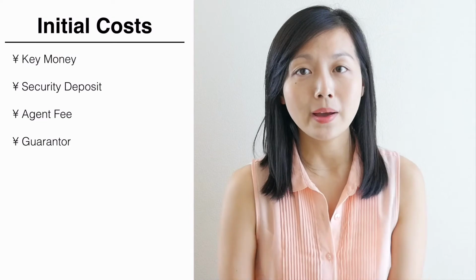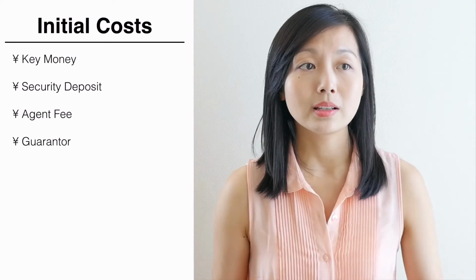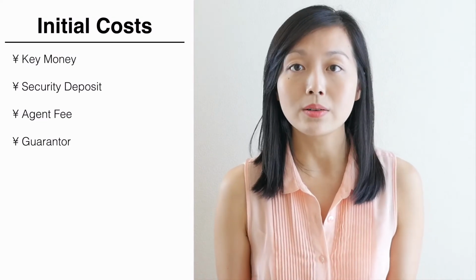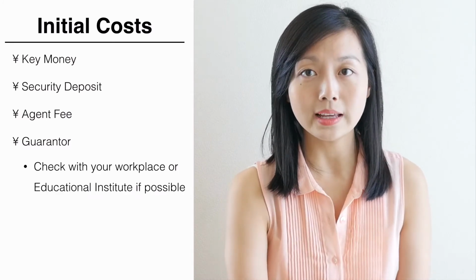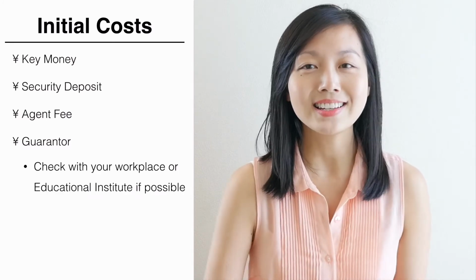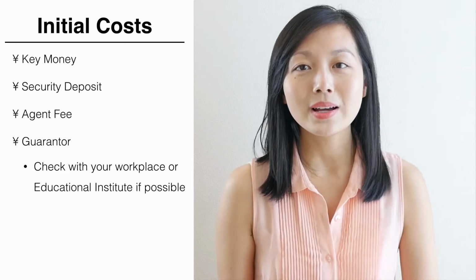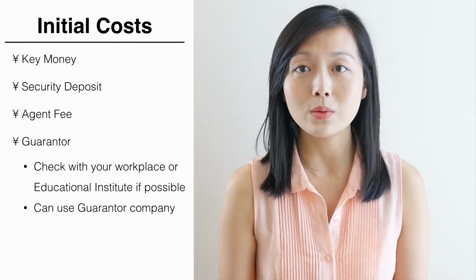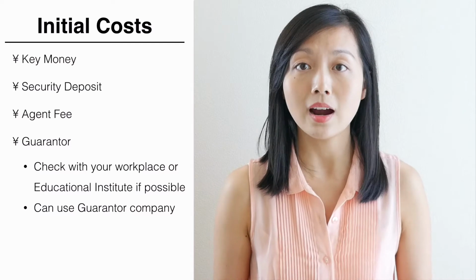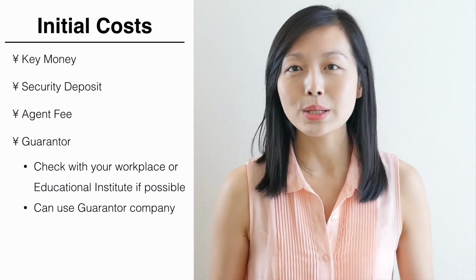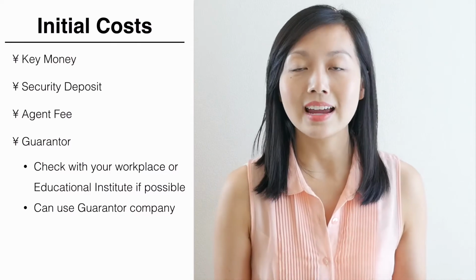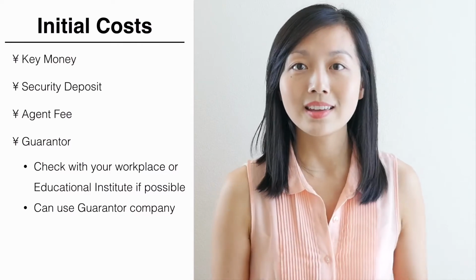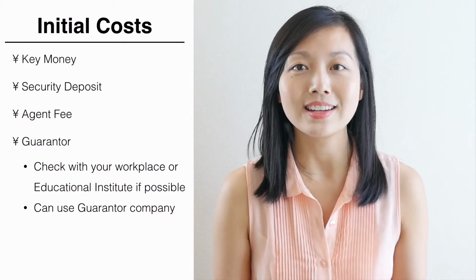Now, when I first came to Japan, I was lucky because my workplace actually acted as my guarantor, so I didn't have to worry about finding one. So definitely check with your workplace or educational institute first to see if they can do that for you. Otherwise, you can go through a guarantor company, which is what I'm doing at the moment with my current place. Again, the process was made easier because my agent had a guarantor company that they're connected with, and so I just went with their recommendation.